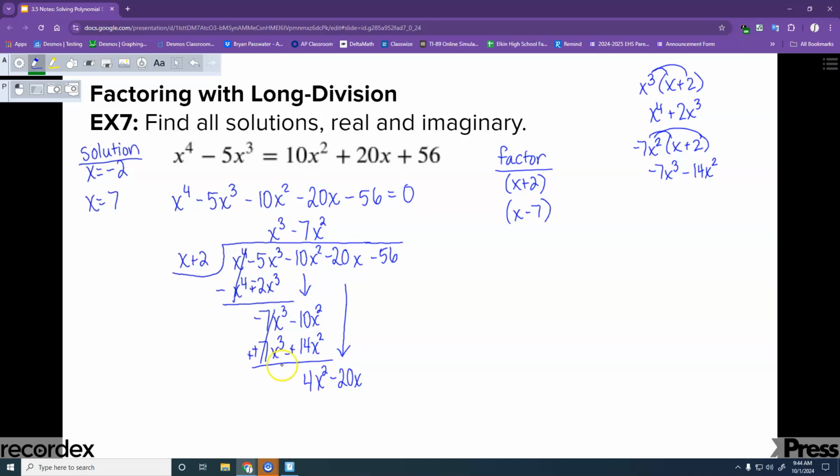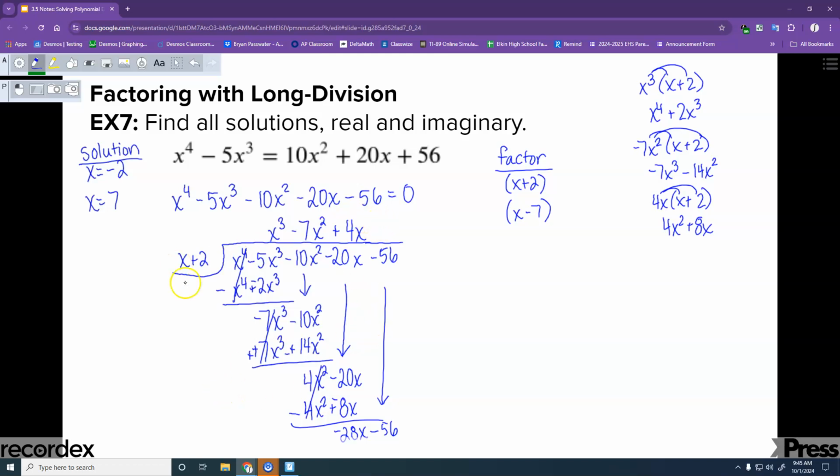All right. What times x would give me 4x squared? 4. So plus 4x. So if I do 4x times x plus 2, I will get 4x squared plus 8x. 4x squared plus 8x. I'm going to subtract. This will cancel. I'm going to get negative 28x right here. I'm going to bring down my negative 56.